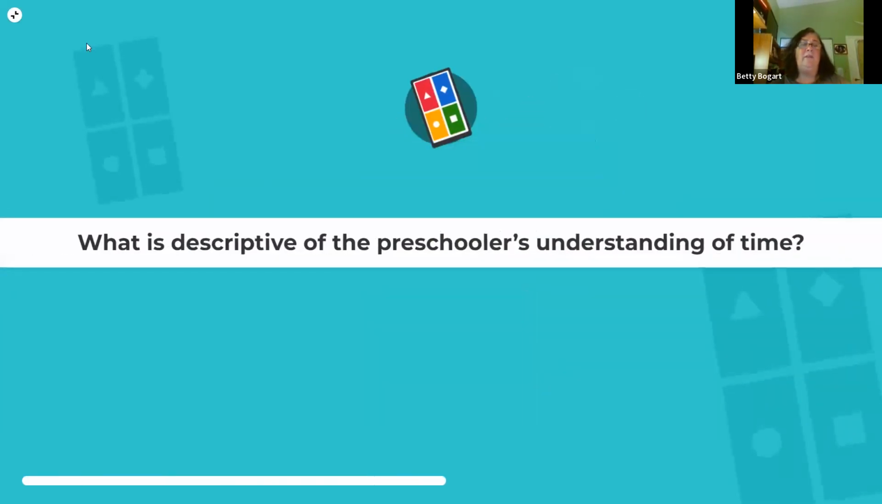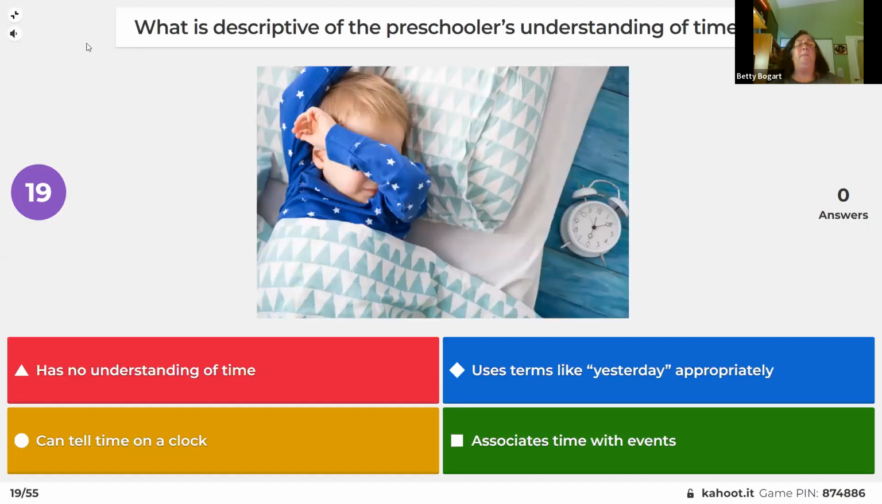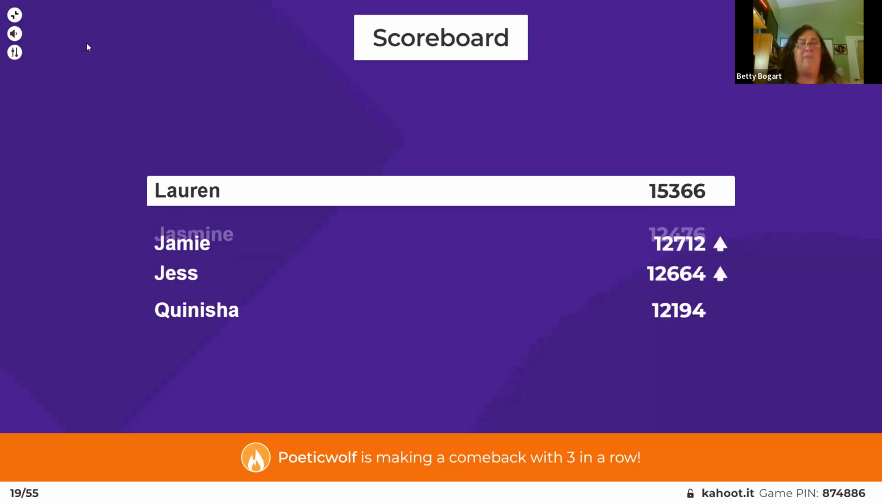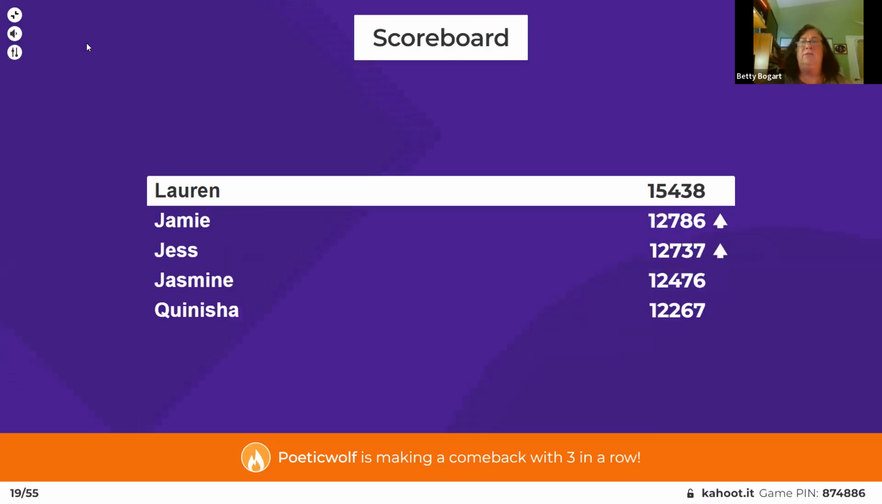What is descriptive of a preschooler's understanding of time? Do they understand time? So time is understood with events. After your nap, your mom will get you. Tomorrow when the sun comes up, we are leaving on vacation. Whatever it is, an event. And they understand that. They don't understand the clock yet.